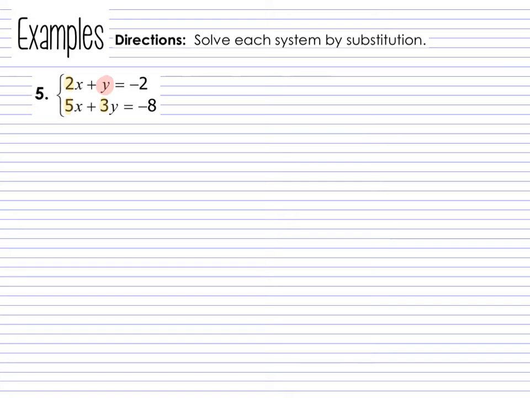So anytime you see a coefficient of 1 or a variable by itself, that's the variable you should solve for. If you have more than one option, awesome. That means you have even more choice in what you'd like to solve for.